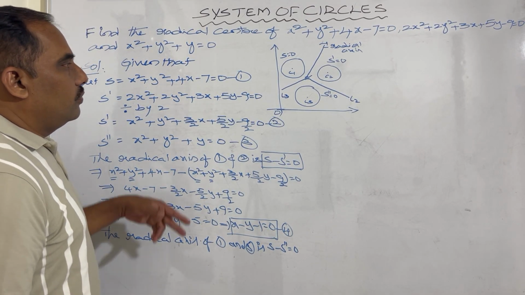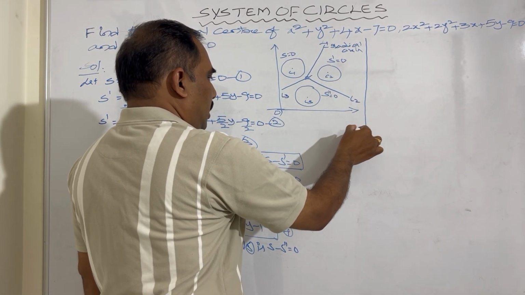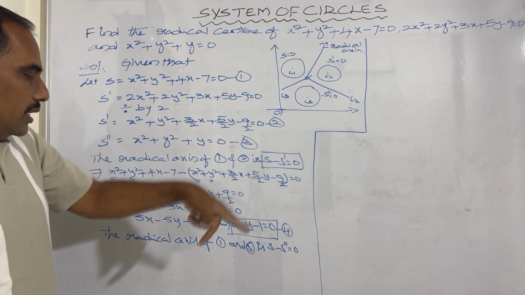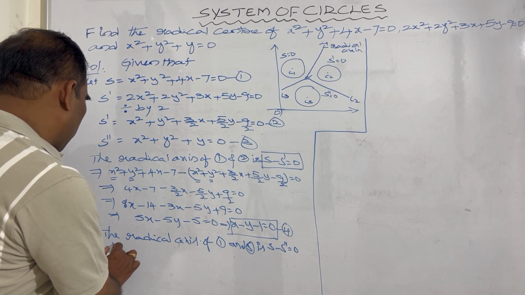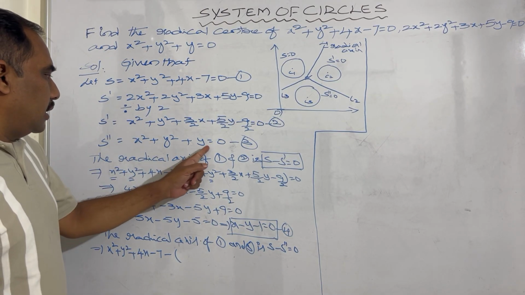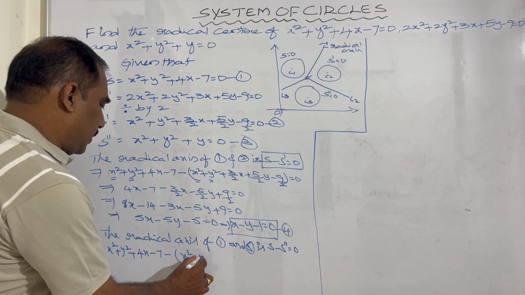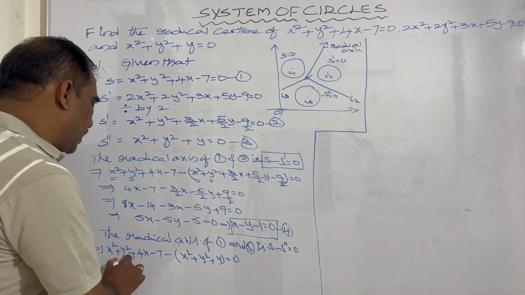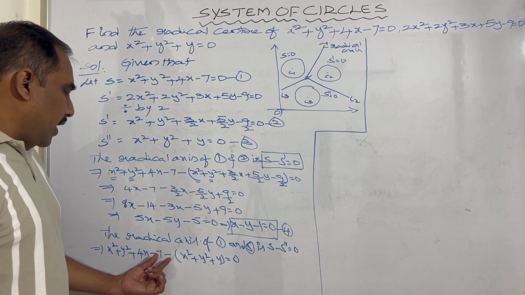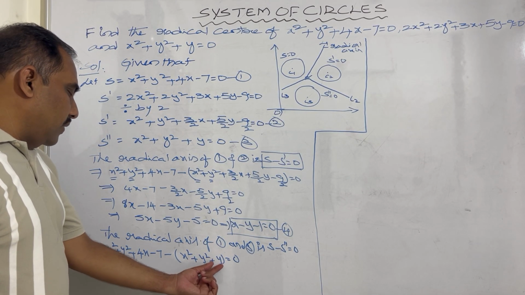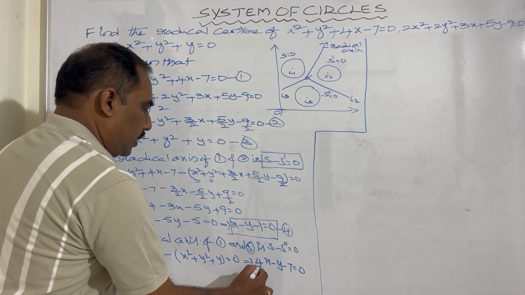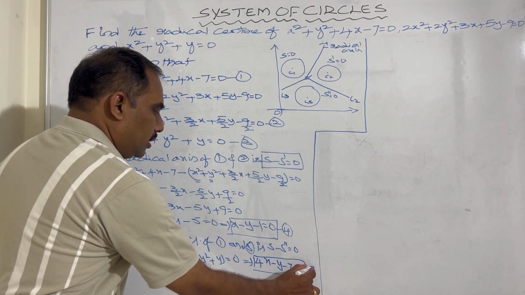So what is the equation here? S is equal to 0, which is x square plus y square plus 4x minus 7 is equal to 0, minus the third circle equation, x square plus y square plus y is equal to 0. Here the x square and y square get cancelled. Finally we get 4x minus y minus 7 is equal to 0, which is equation 5.